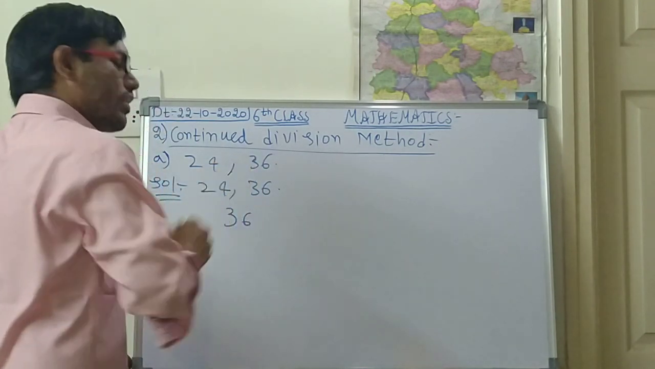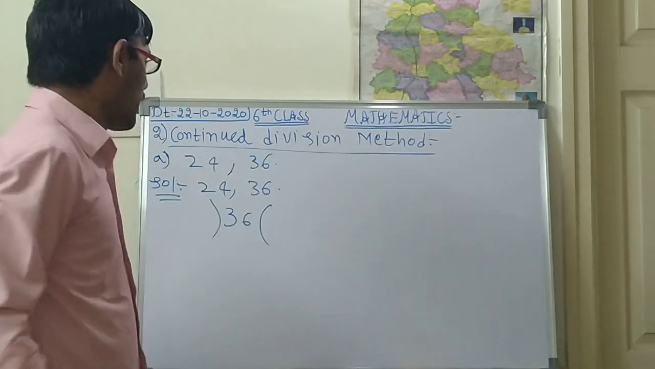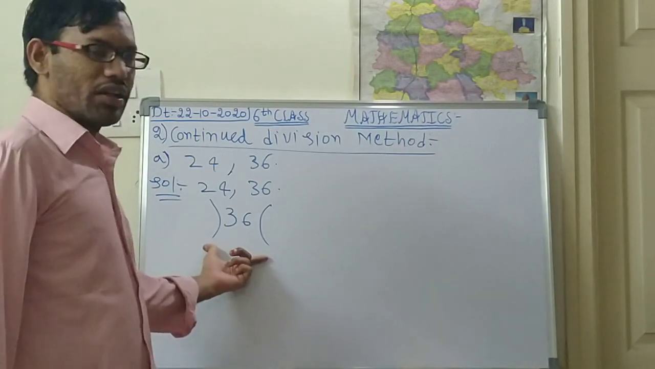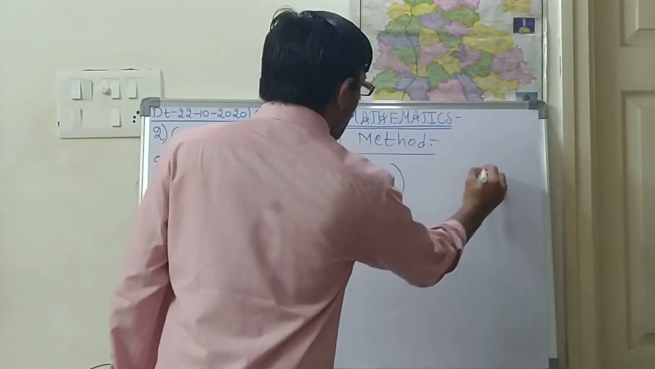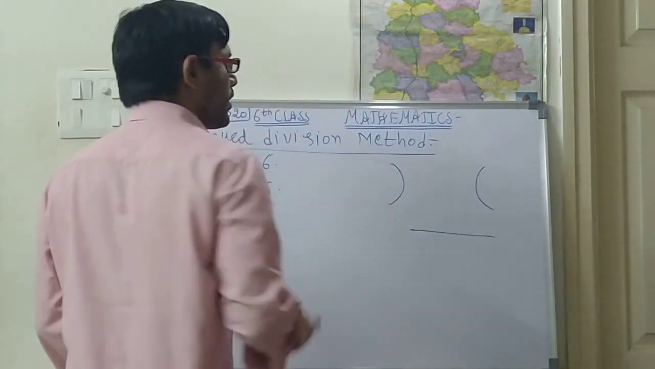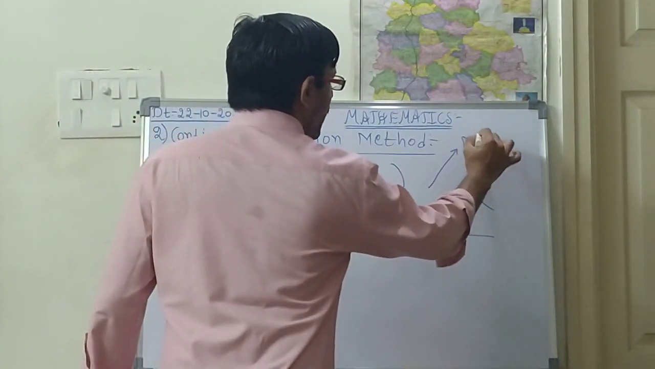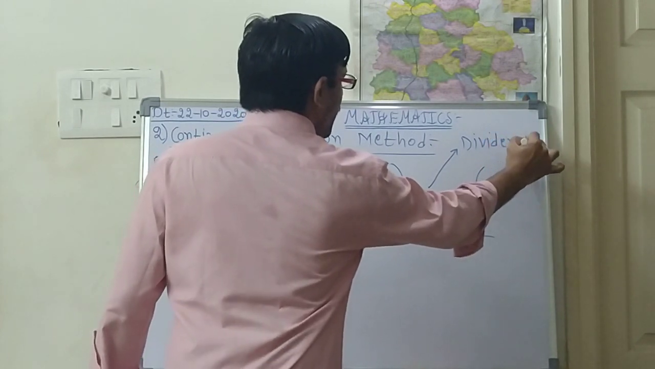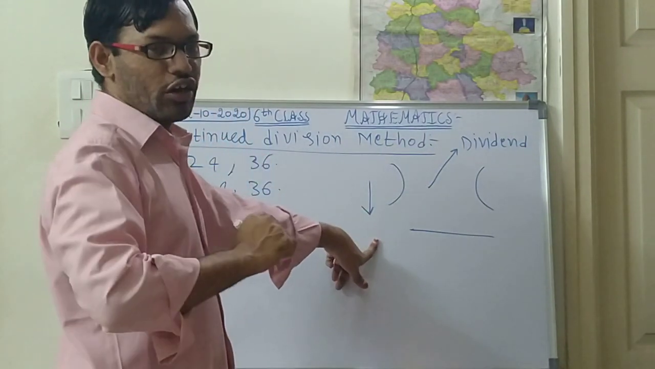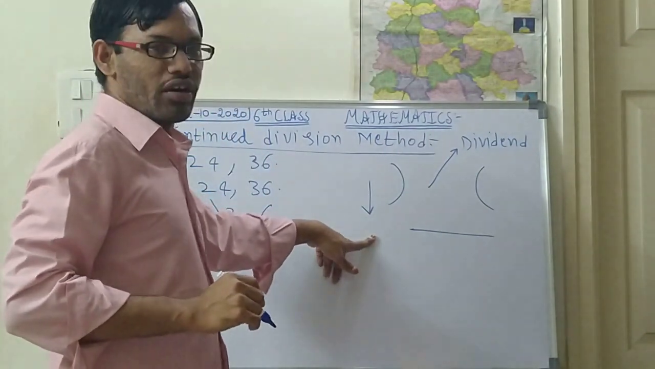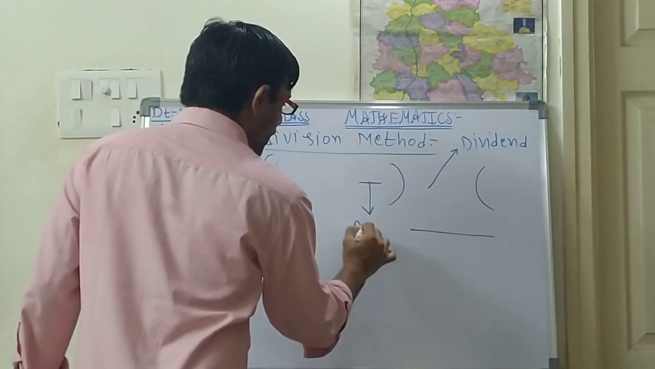So 36 should act as the dividend. Dividend means the number between the two curves. Once again I am saying, see children, this is the division process now. The number which is staying here is the dividend. And the number staying here, you can write in your notebook at the back side of your classwork or any rough place, this number will be acting as the divisor.